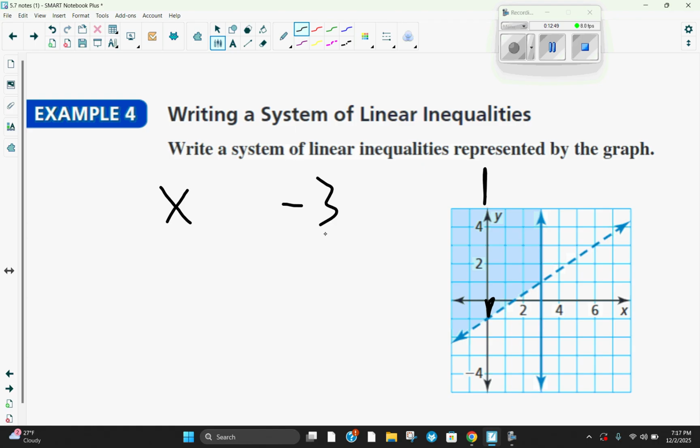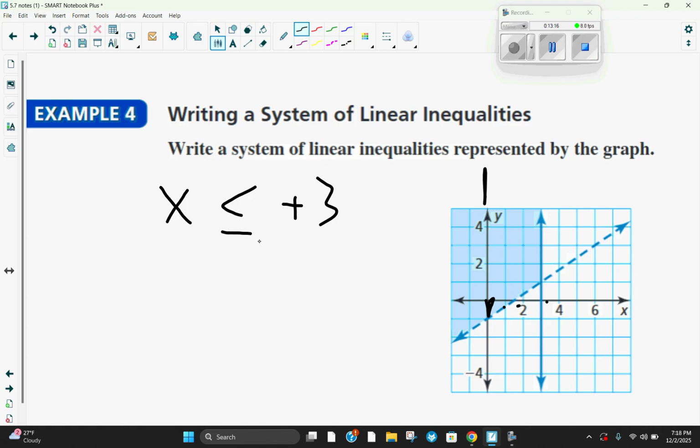Excuse me, I read that wrong. This is a +3 because I'm going from 0, so I'm going 1, 2, 3. So it's at 3. Shading is below, so it's less than. It's solid, so it includes that equal sign. So it's x less than or equal to 3.